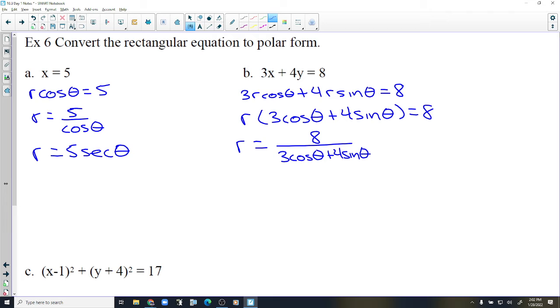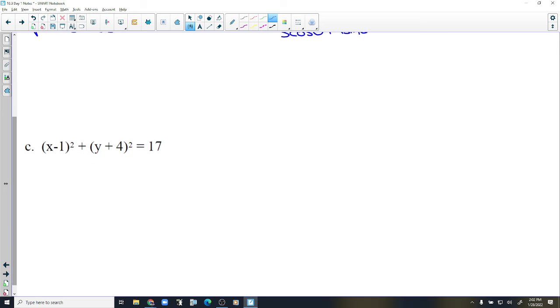This one, you could do what I did up here and put r cosine in for x and r sine in for y. You could do that right away, but I think you'd have to write a little bit more and it might be a little harder. So let's do the algebra first on this one.